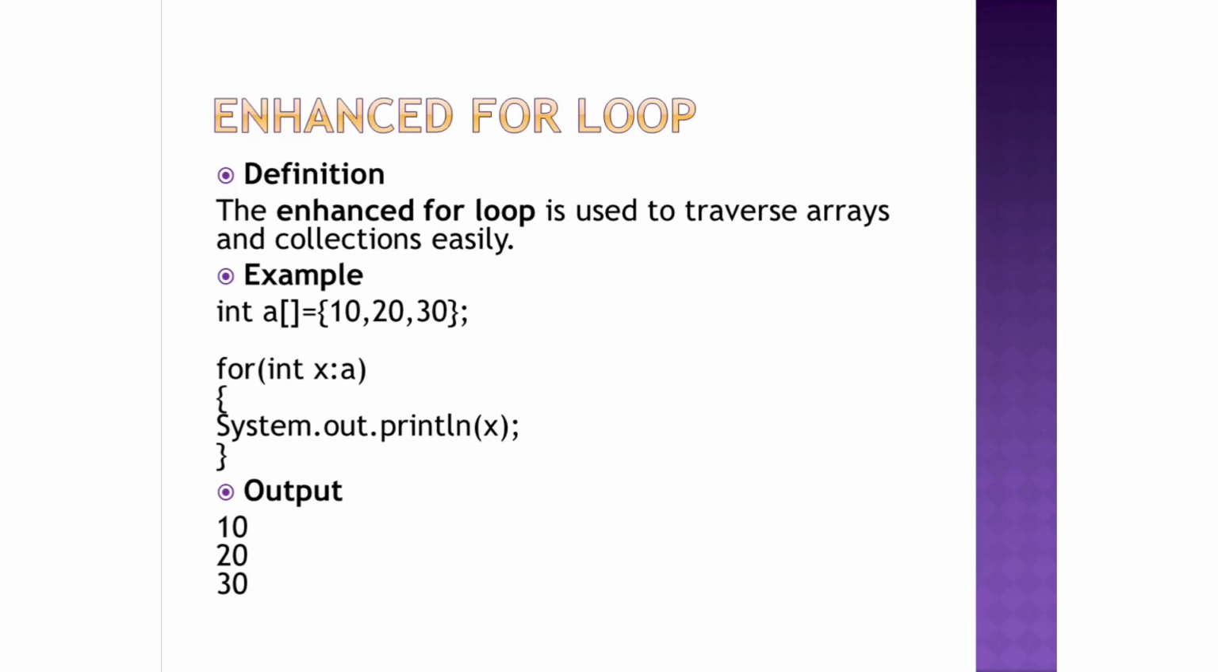The statement for (int x : a) means Java will take each element from the array one by one and store it in the variable x. During the first iteration, x becomes 10. Next, it becomes 20. Finally, it becomes 30. The loop is very useful when you only need to read values from an array.